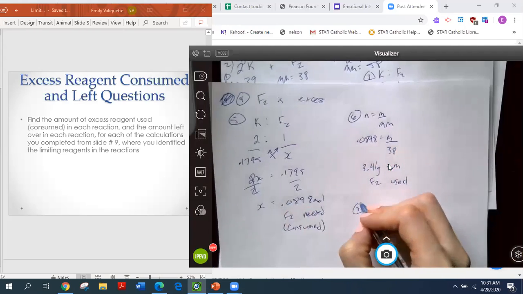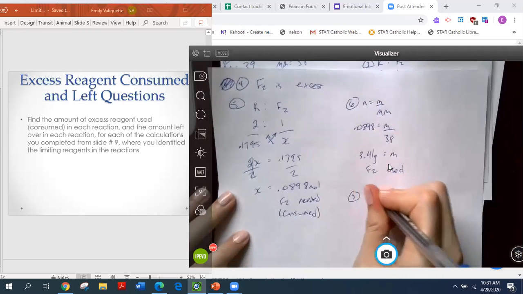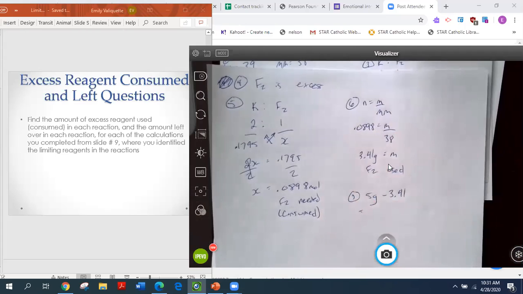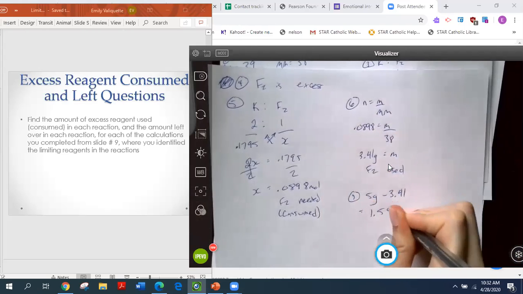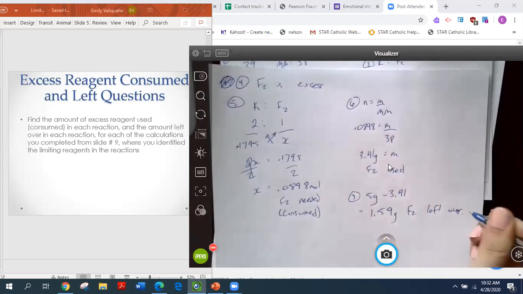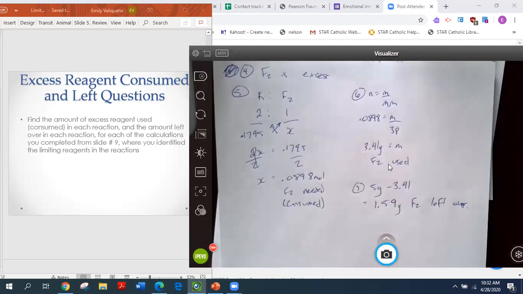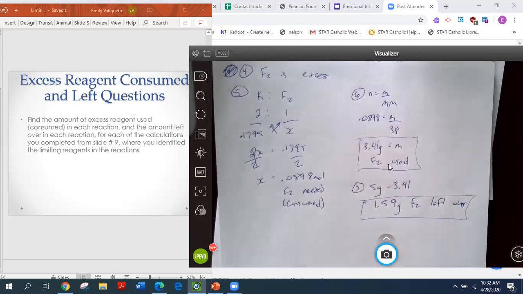And then all I would do is say, okay, I started off with 5 grams of fluorine. If I used 3.41, then I just subtract that from 5, and I get 1.59-ish grams of fluorine that are left over. Okay. So that many grams consumed, this many grams left of our excess reagent.